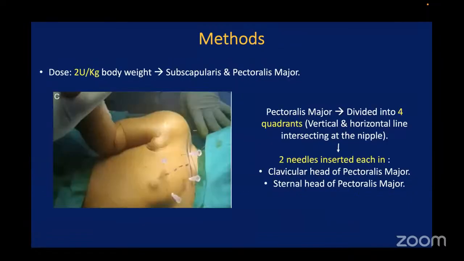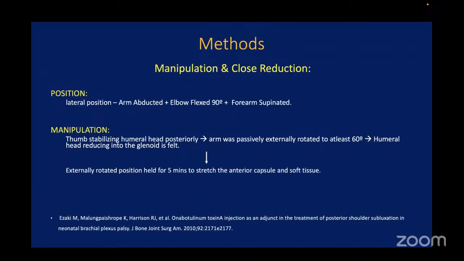And in pectoralis major, we divide it into 4 quadrants, with vertical and horizontal lines intersecting at the nipple, and 2 needles are inserted each in the clavicular and the sternal head of the pectoralis major. So what is the position in which the manipulation and closed reduction is done? Lateral position, arm abducted, elbow flexed to 90 degrees and forearm supinated.